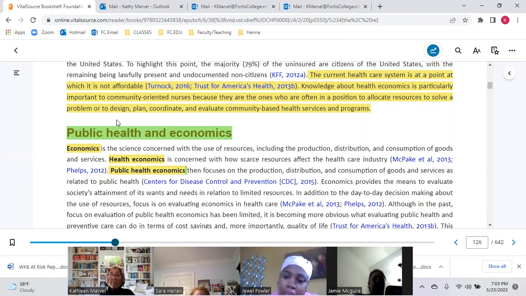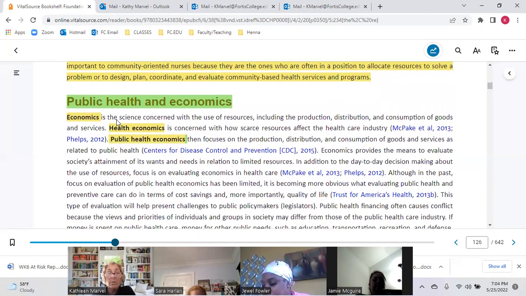And that's important in public health because public health is usually in a position where we're the ones who are allocating resources, right? Allocating dollars to solve problems, to plan, design, coordinate, and evaluate community-based health services and programs. How do you prioritize? One community may have significantly different needs than another community. So it's difficult. Healthcare economics right now is really, really challenging.